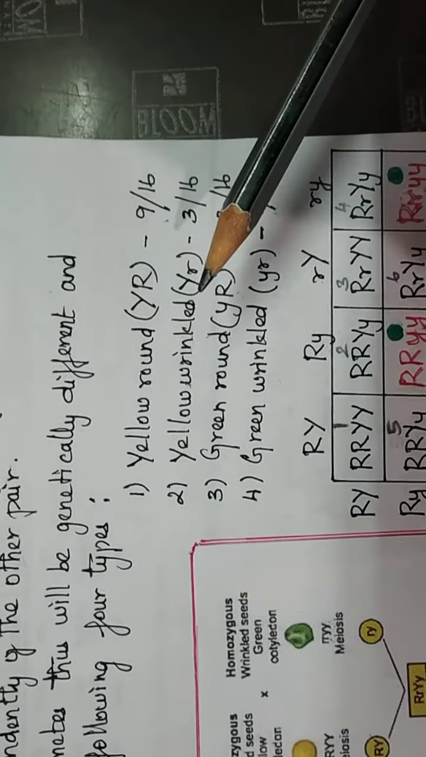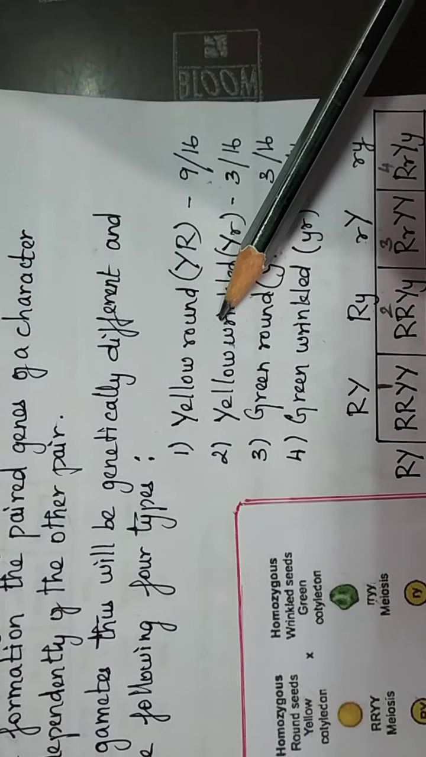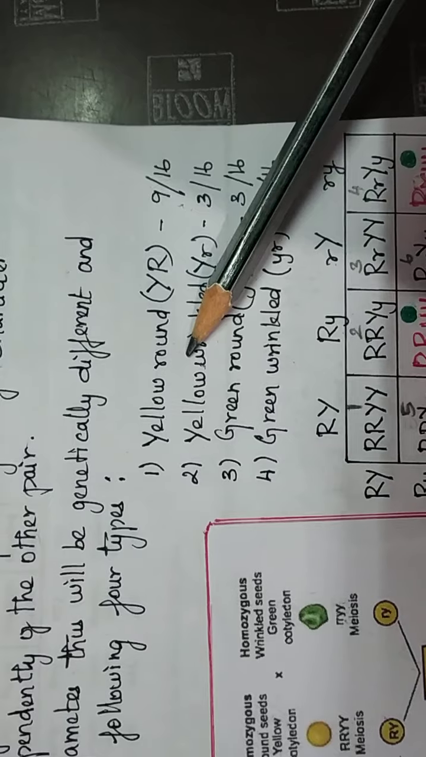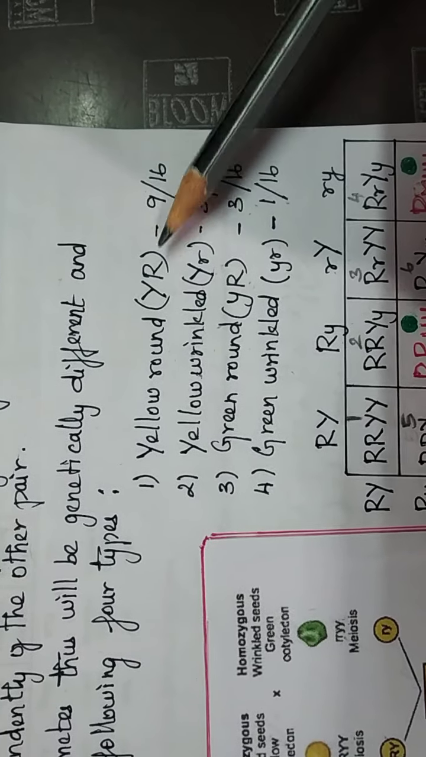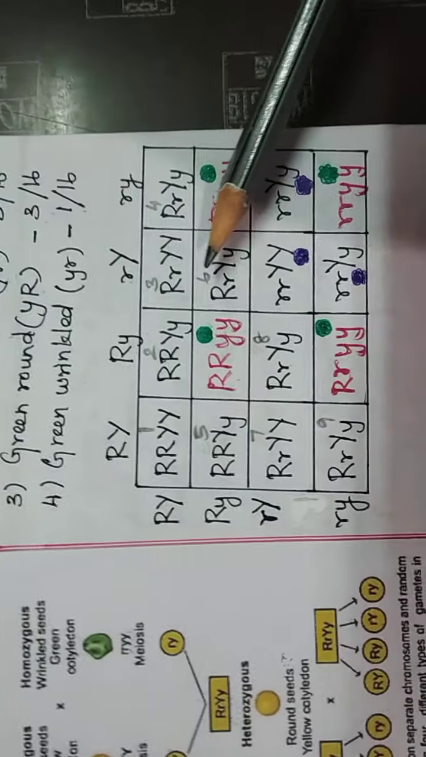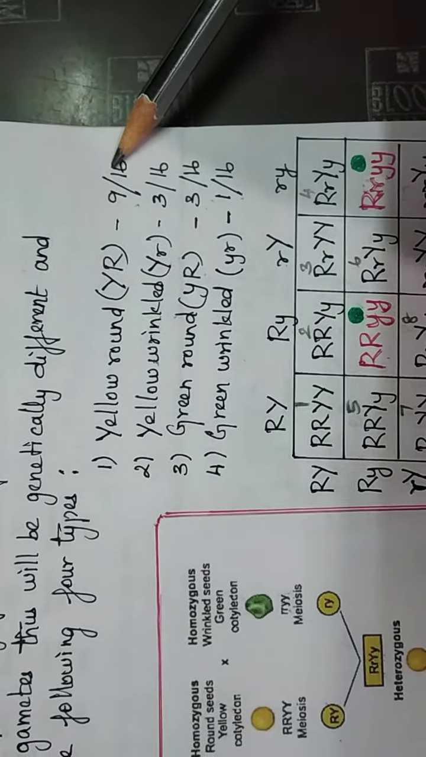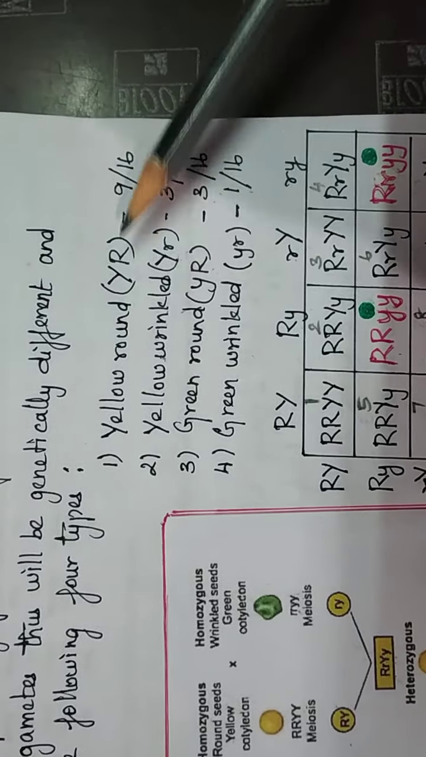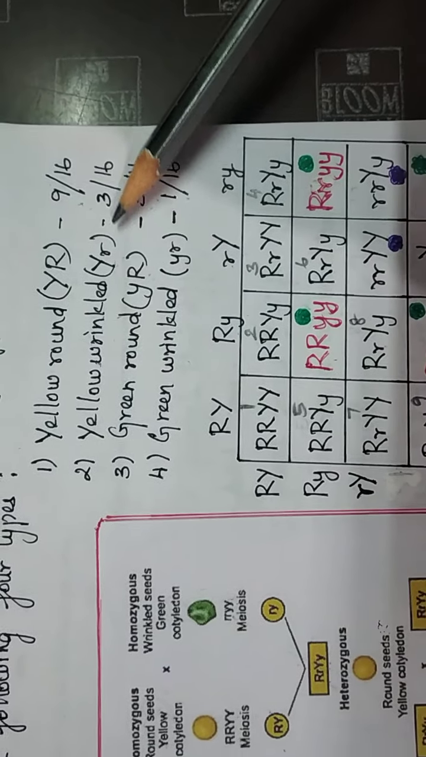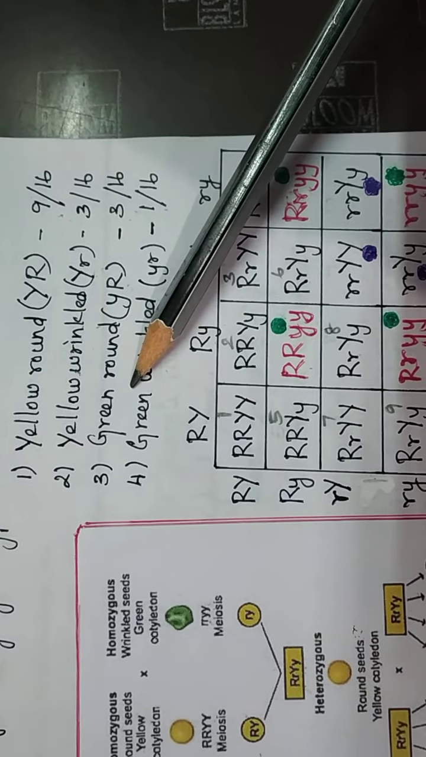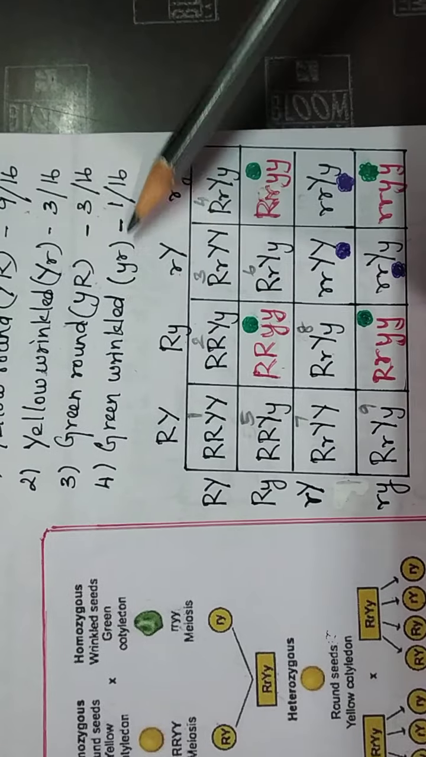So we can see four types of gametes are formed, leading to the F2 generation. Yellow round, with capital Y and capital R, is 9 by 16. In the checkerboard, that is the Punnett square, we can see 16 boxes, so 16 plants are produced. Out of that, yellow round is 9, yellow wrinkled is 3, green round is 3, and green wrinkled is 1 by 16.